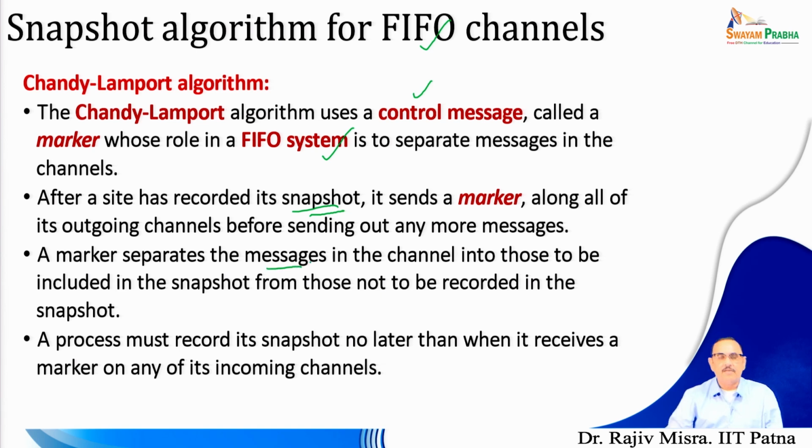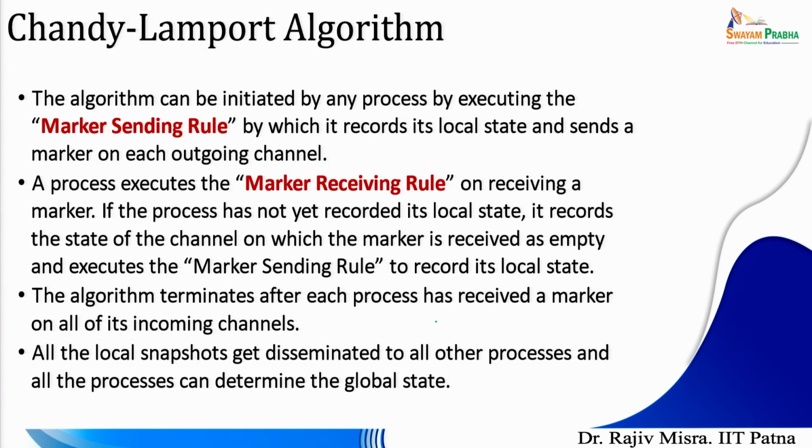A marker separates the messages in the channel into those to be included in the snapshot from those not to be recorded in the snapshot. So, a process must record a snapshot no later than when it receives a marker on any of its incoming channels. The algorithm can be initiated by any process by executing the marker sending rule, by which it records its local state and sends the marker on each outgoing channel.